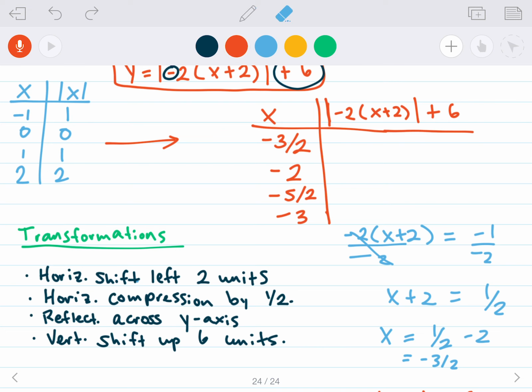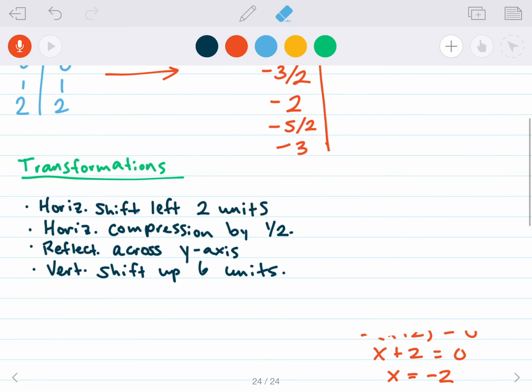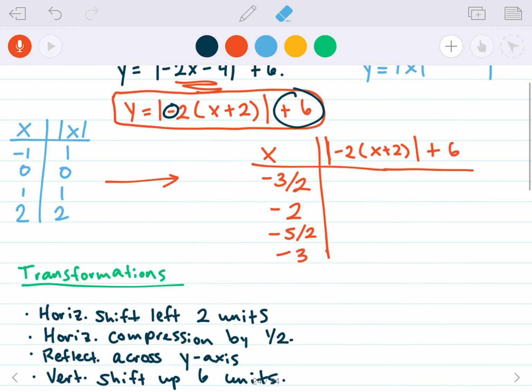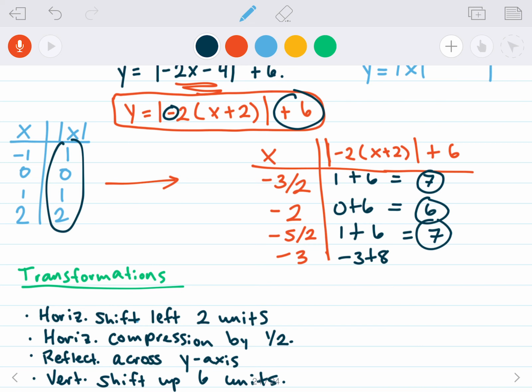Okay, so now all I have to do to transform y is, the only thing that's affecting y is the +6. So that's what I'm going to do. I'm going to take those old y values and simply add 6 to them to get my new ones. Sorry, that's not what I wanted to do.